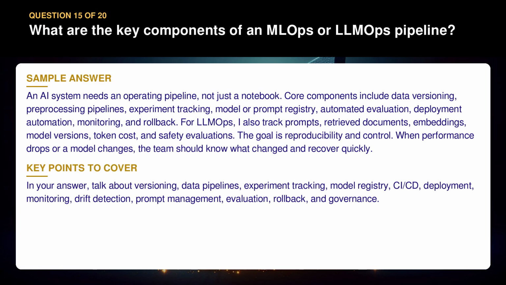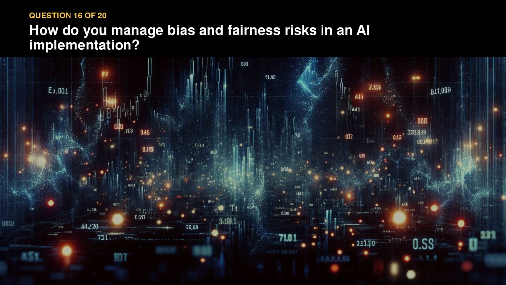In your answer, talk about versioning, data pipelines, experiment tracking, model registry, CI/CD, deployment, monitoring, drift detection, prompt management, evaluation, rollback, and governance. Question 16. How do you manage bias and fairness risks in an AI implementation?